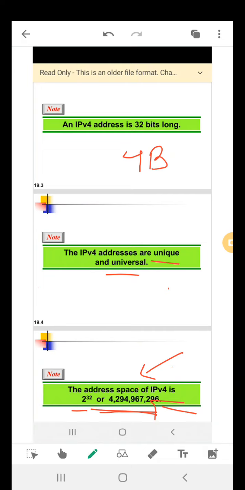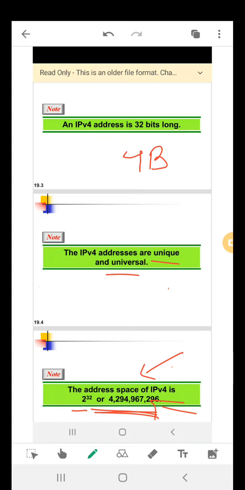So the IPv4 address is unique as well as universal, and the size is 32 bits, and because its size is 32 bits, we can have more than 4 billion possible combinations of IP addresses.